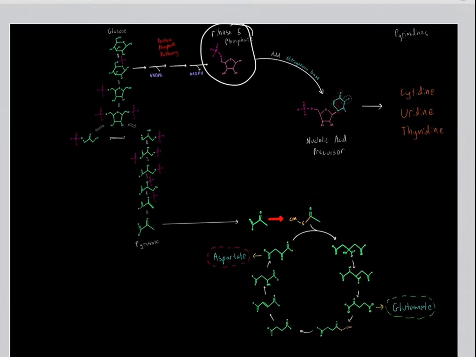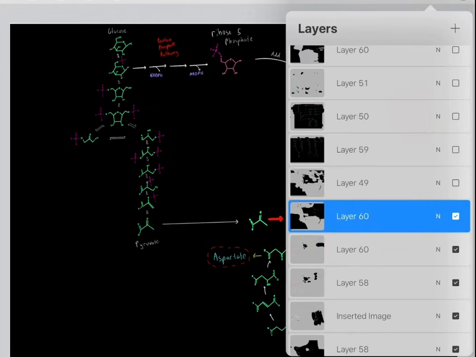However, what about this ribose 5-phosphate? Well, we can take this ribose 5-phosphate and add a nitrogenous group to form this nucleic acid precursor, where these atoms came from aspartate and these atoms came from glutamate, to form this nucleic acid precursor, which can be used to form pyrimidines like cytidine and uridine, these nucleic acids. So that's pretty cool.